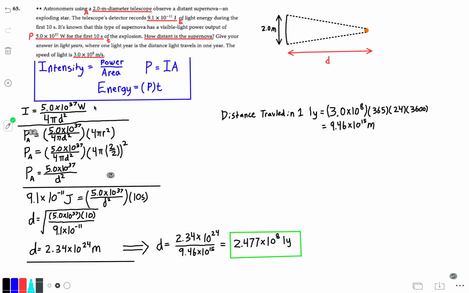From here, we can plug into the power absorbed equation, and we're going to be multiplying this by the surface area of our mirror here, which is 2 meters in diameter. So what we're going to have to do is divide it by 2, leaving us with 1. When we do this, our 4 pi will cancel in both of these locations, and the square of 1 is 1. So we are left with this for the power absorbed.